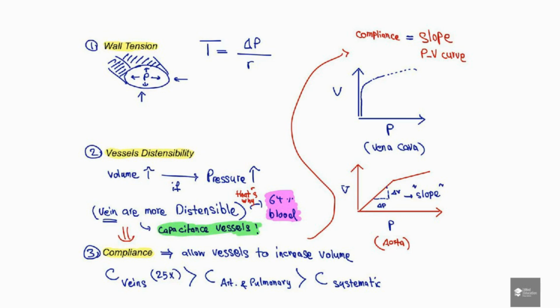So in total you need to know these two graphs and how the compliance differs inside the veins and inside the arterial system. Because of that, 64% of the blood is inside the veins, and they can save blood for different situations such as shock and when there is not enough blood inside our body.